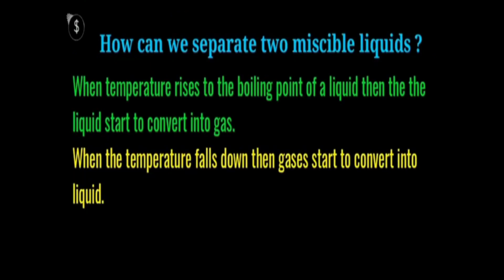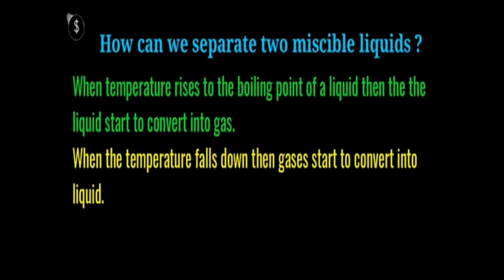Then how can we separate two miscible liquids? As we studied earlier in the previous slides, salt and kerosene oil, water and kerosene oil, were two immiscible liquids that we separated through a separating funnel. Now two miscible liquids means two liquids which are dissolved in each other, which are soluble. How can we separate them?